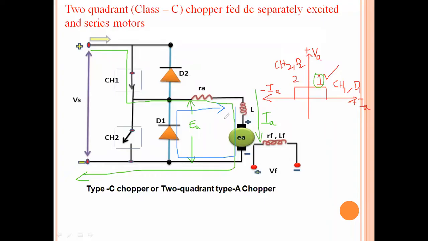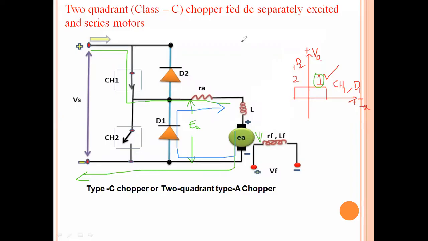Here also you can see the voltage is positive and the current is coming from top to down. So that means current is positive, voltage is positive. So when D1 is conducting, we will get the first quadrant. When CH1, which means switch 1, is conducting, we will get the first quadrant. So CH1 and D1, these two will help us to attain first quadrant operation of the DC motor. Okay.